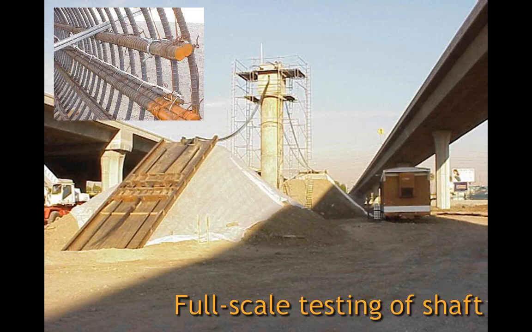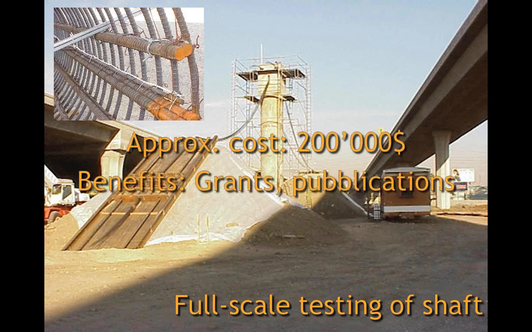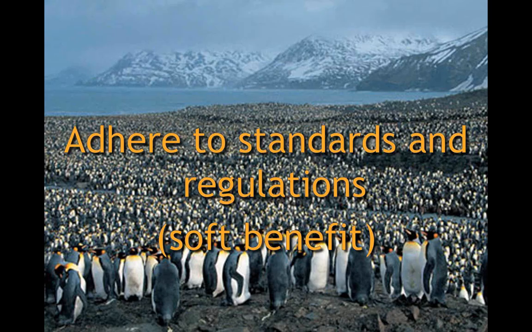An example of such an application is this full-scale test of a shaft that was carried out in California to make sure that this shaft would perform correctly in the case of an earthquake. In this case, for an approximate cost of $200,000, it was possible to carry out a full-scale simulation. The benefits are indirect, like scientific publication or receiving grants to carry out the research itself.